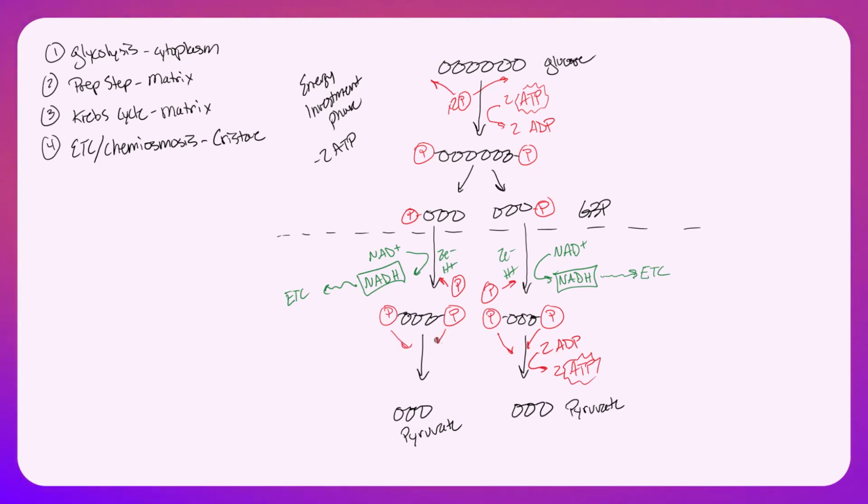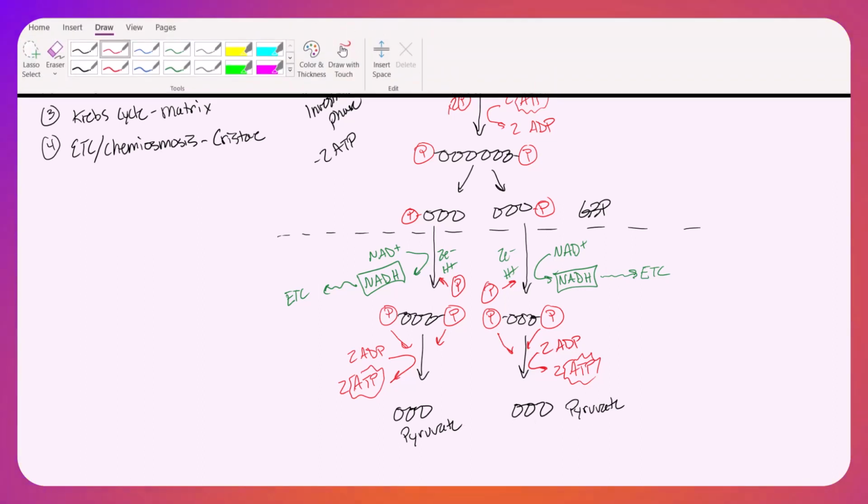Again, same thing over here. We're going to pull these phosphates off. We're going to add it to 2 molecules of ADP. Those are going to be converted into 2 molecules of ATP, and we are left with our 2 molecules that are 3 carbons each called pyruvate. That is the end of glycolysis.